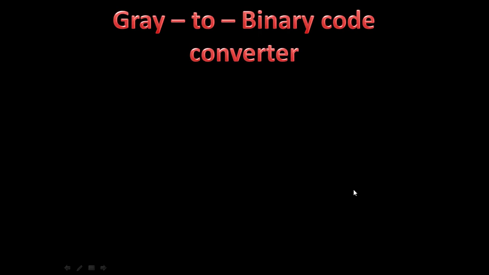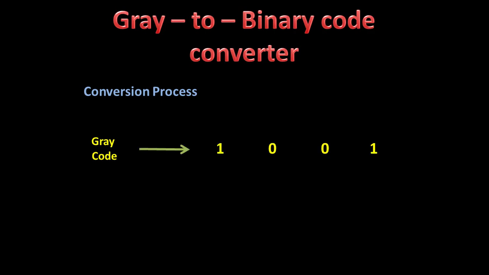Now next is gray to binary code converter. So first of all, let us understand the conversion process. So if we have the gray code as 1001, then how to find the binary code of that? So we begin with the leftmost bit 1. So we write 1 as it is, and then to find the next bit, we add the output we got, 1, with the next bit 0, and 1 plus 0 is of course 1. So next bit is 1.